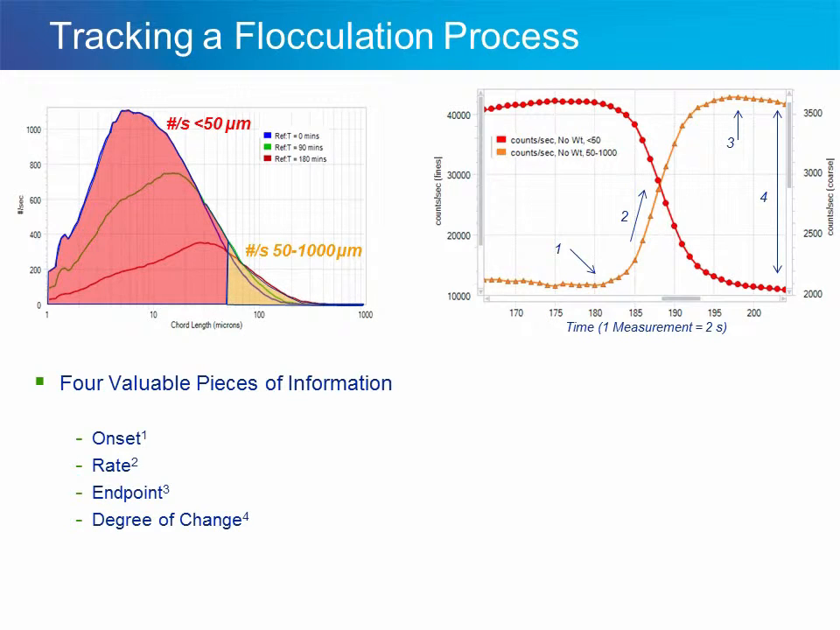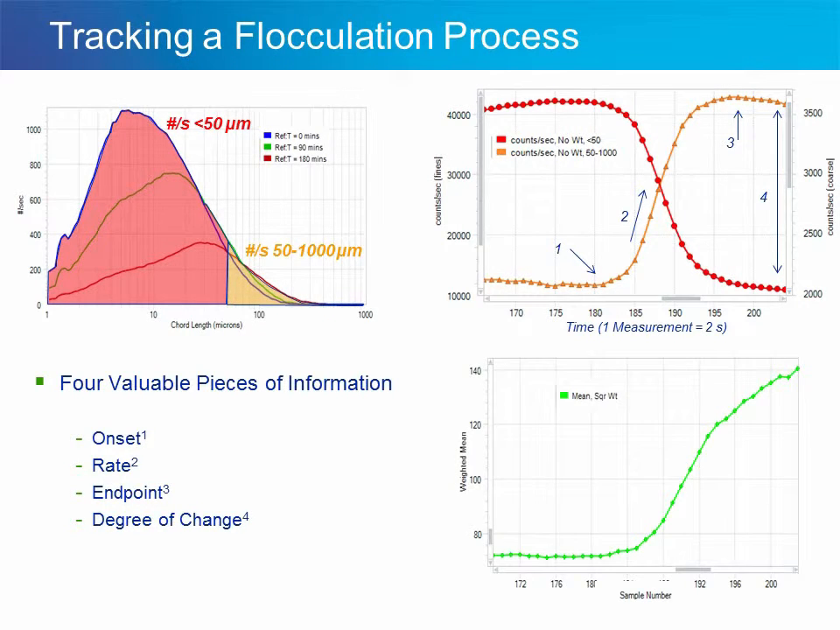And then the fourth piece of information is the degree of change. How much bigger or smaller did our flocs get? How effective was this addition of the flocculant? Did it make really big flocs? Did it have no impact at all? Was it somewhere in the middle? So these four pieces of information can be very critical for understanding and characterizing a flocculation process. That's onset, rate, endpoint, and degree of change.